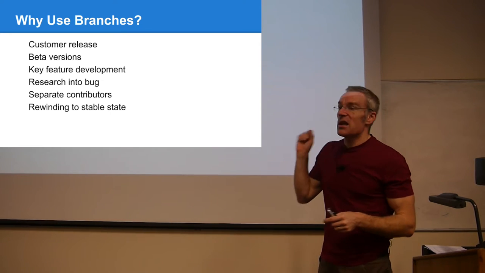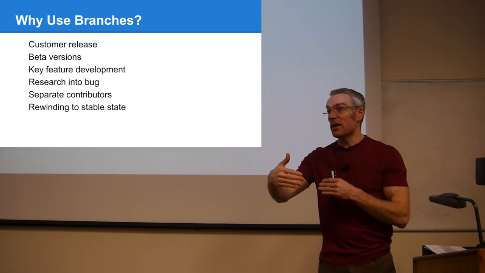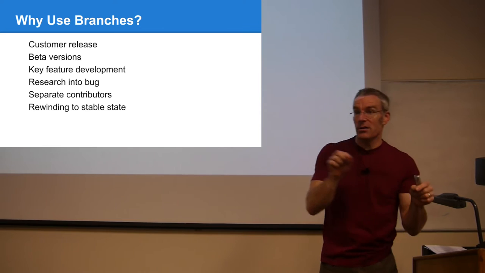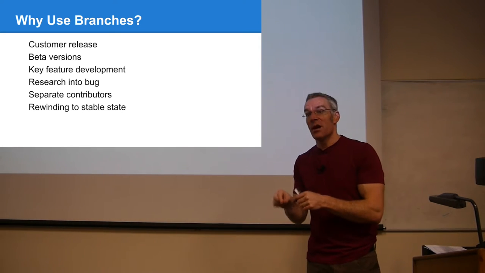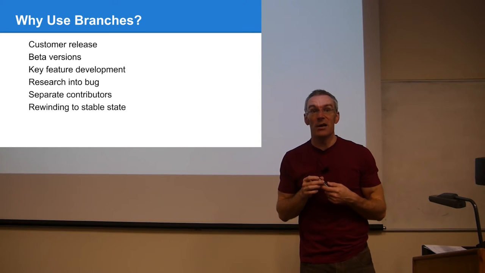You can create a branch just to fix the bug. And that way you can fix the bug in isolation without damaging the rest of the project. If it doesn't work, you simply backtrack and create another branch. If it does work, you merge your correct version back into the main branch.